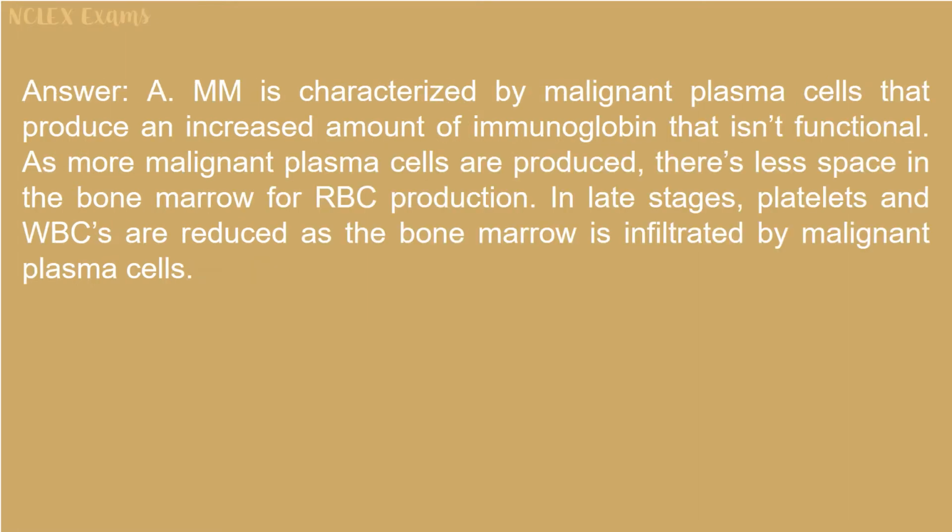Answer A. Multiple myeloma is characterized by malignant plasma cells that produce an increased amount of immunoglobulin that isn't functional. As more malignant plasma cells are produced, there's less space in the bone marrow for RBC production. In late stages, platelets and WBCs are reduced as the bone marrow is infiltrated by malignant plasma cells.